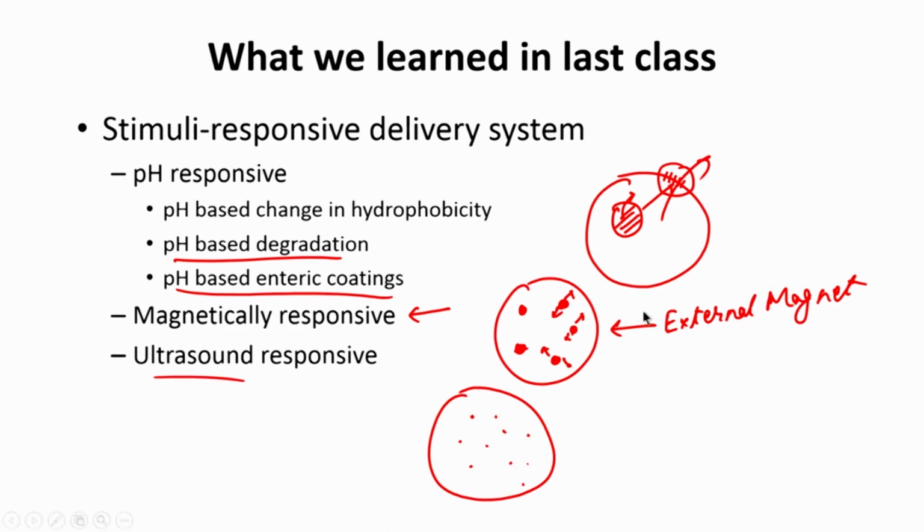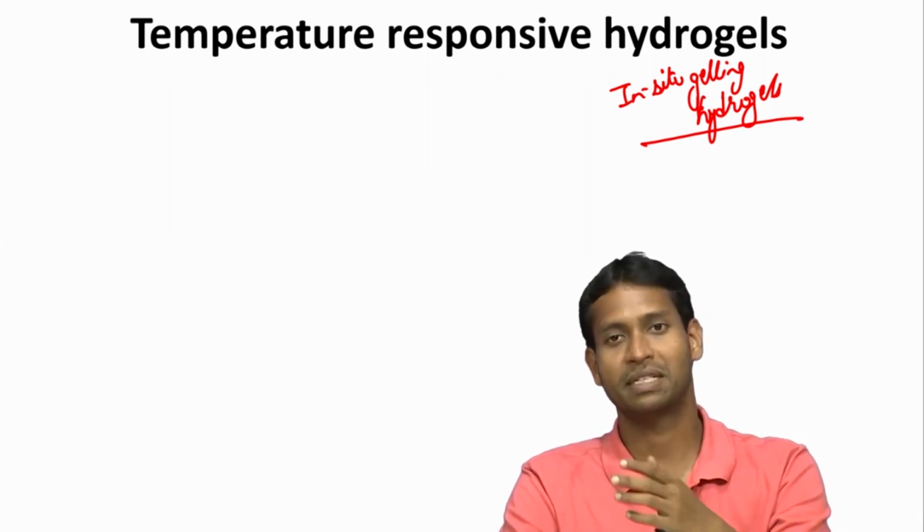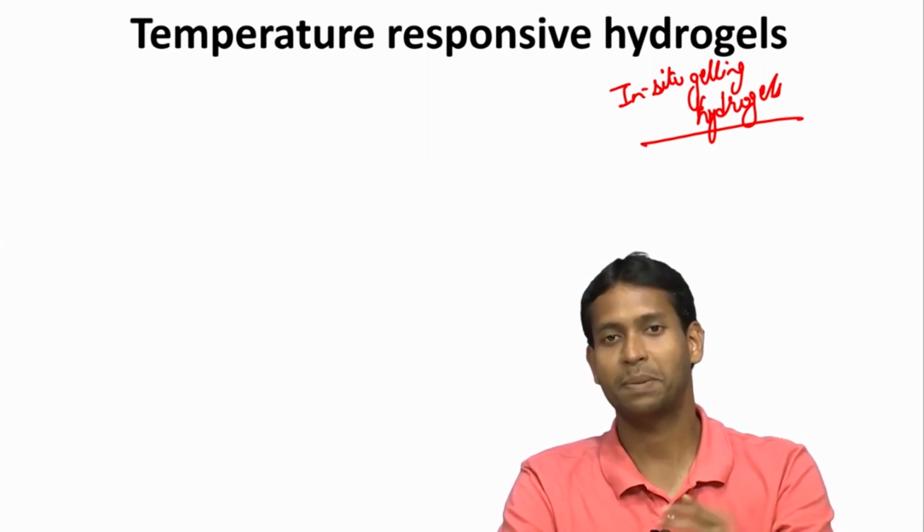In today's class we will talk about temperature responsive hydrogels. Some of this we have discussed, that maybe the polymerization gets triggered at a certain temperature, and we have talked about it in the context of in situ gelling hydrogels. What were these? These were nothing but polymers that will form a gel above a certain temperature, because maybe a chemical reaction starts at a certain temperature, or the reaction happens at a much higher pace at a higher temperature.